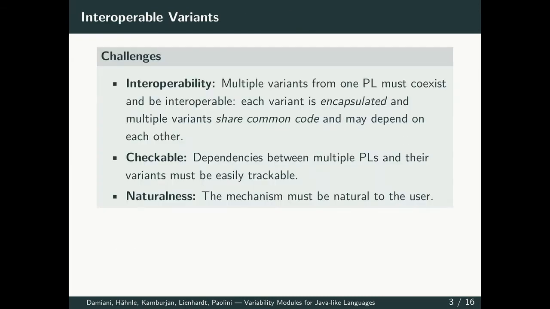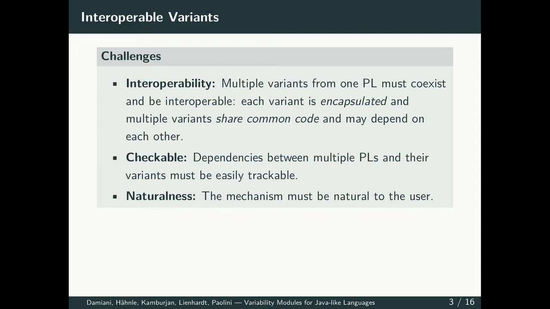There are three challenges that arise if you want to do this. First of all, the multiple variants must not only coexist, they must also be interoperable, which means that they must be encapsulated, so we don't mix up the different variants, but they also need to share common code, so you don't blow up the system in size more than necessary. And finally, you need to have a dependency mechanism, because the variants may reference each other and you need to keep track of what variant is used in what place.